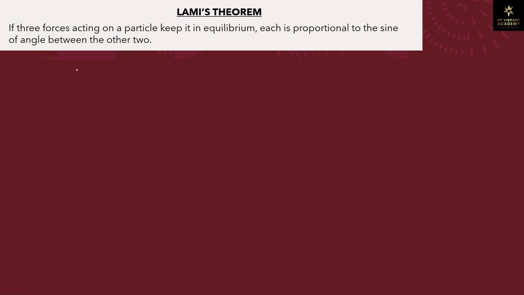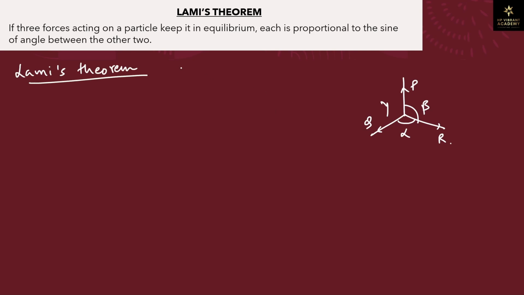Now let us discuss Lami's theorem. If three forces acting on a particle keep it in equilibrium, each is proportional to the sine of angle between the other two. Let us consider three forces. We have this as P, this is Q and this is R. Let us consider the angles as alpha, beta, gamma. So what is Lami's theorem? How can we represent it?